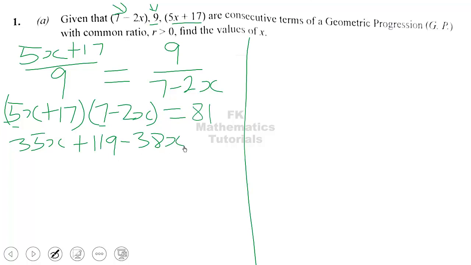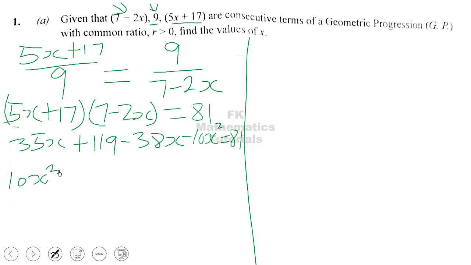Then 5x times minus 2x will give us minus 10x squared is equal to 81. Now I'm sending the 10x squared to the other side. That will give me positive 10x squared.